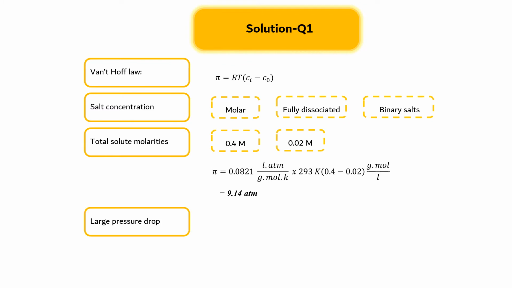This is a relatively large pressure drop from the inside to the outside of the cell. The cell membrane would break due to water flowing in unless there was a cell wall surrounding the cell.